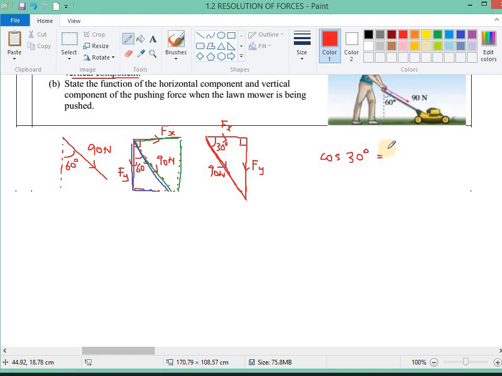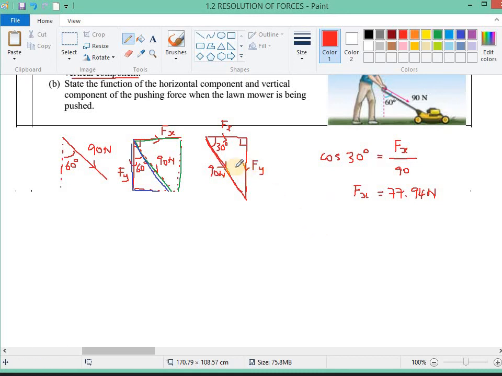Cos equals adjacent over hypotenuse. So adjacent is Fx, and hypotenuse is the 90 Newton. So Fx will be 90 multiplied by cos 30. You should be able to get 77.94 Newton.